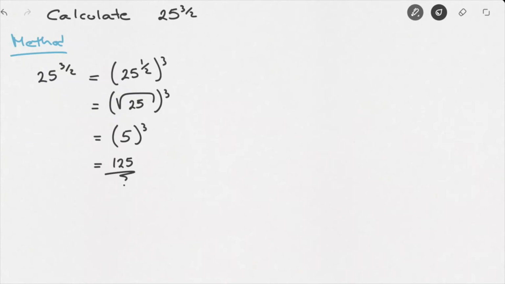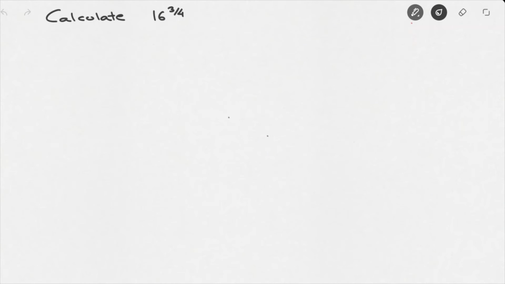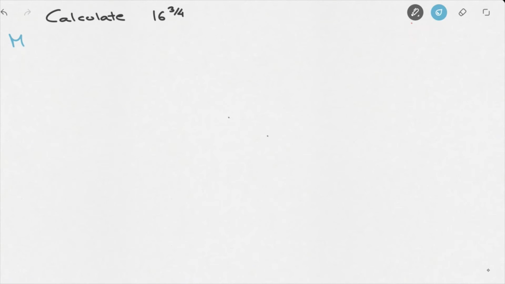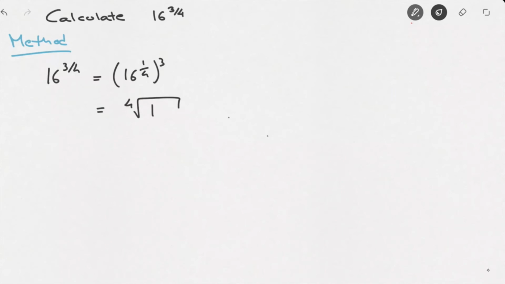Let's look at one last example. Let's say we have to calculate 16 raised to the power of 3 over 4. And again, one last time, I'll write method, and below that, we'll write all our calculations. So, we start by writing 16 to the power of 3 over 4 is equal to 16 raised to the power of 1 over 4 raised to the power of 3. But now 16 raised to the power of 1 over 4 is the same thing as the fourth root of 16. And all of this is still raised to the power of 3.